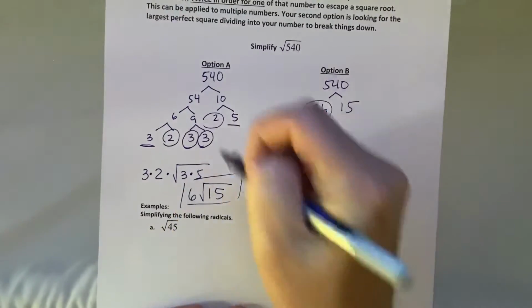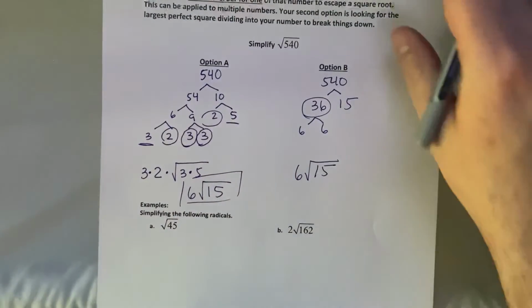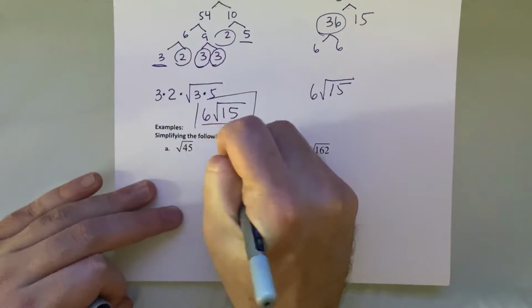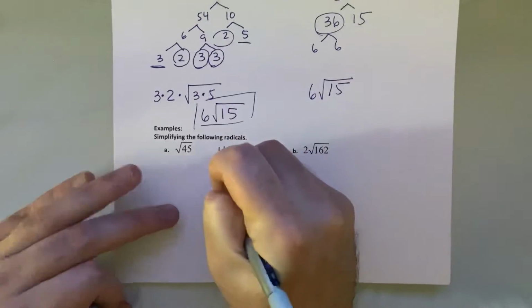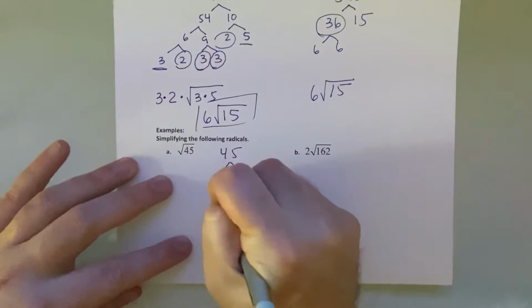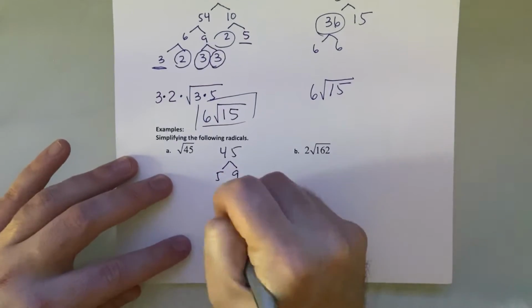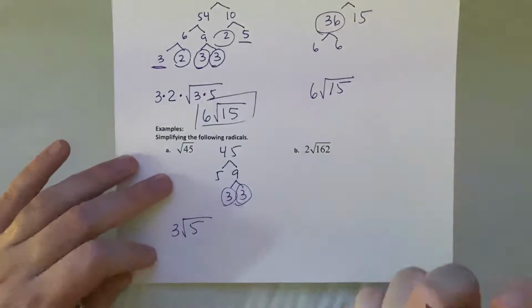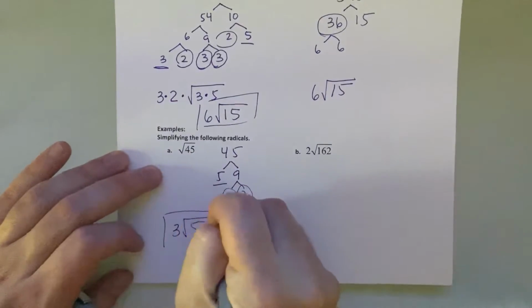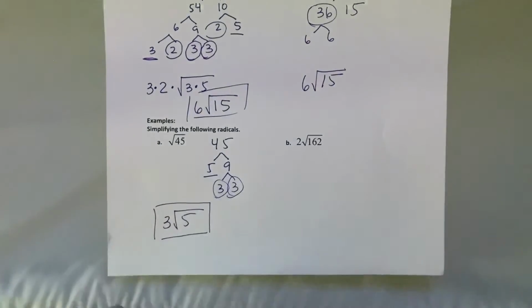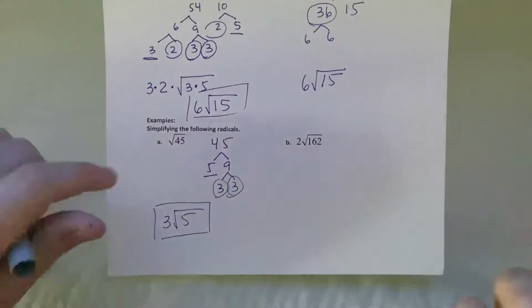I'm always going to operate under the assumption that this left one is easier to deal with. So 45 is 5 times 9. It's usually what people go for. 9 is 3 times 3. So again, we have a pair of 3's, so 3 gets out. We have a 5, which stays in. So this is just 3 square roots of 5. If you've got a number multiplied in front, it'll just get multiplied in, like the 3 times 2.